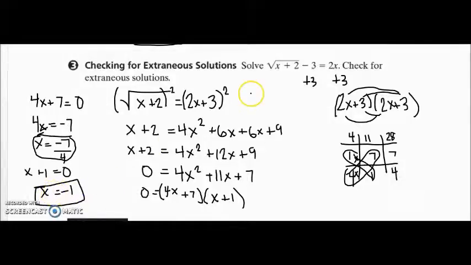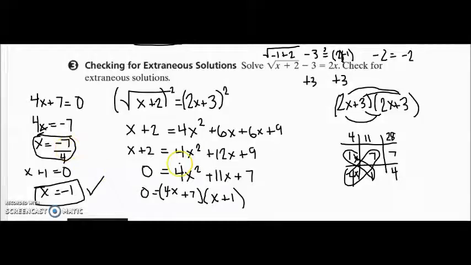So let's try x equals negative 1 first. So when we do that, we get the square root of negative 1 plus 2, minus 3. And I want to know, is that really equal to 2 times negative 1? So the left-hand side, this is 1. The square root of 1 is 1. And 1 minus 3 is negative 2. And on the other side, we get 2 times negative 1, which is negative 2. So this is a solution.